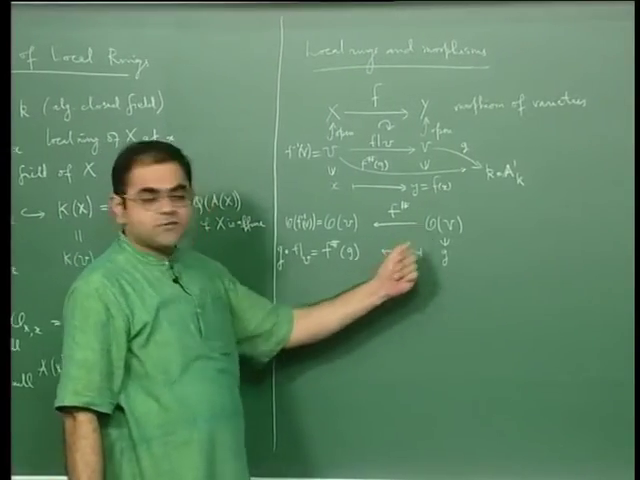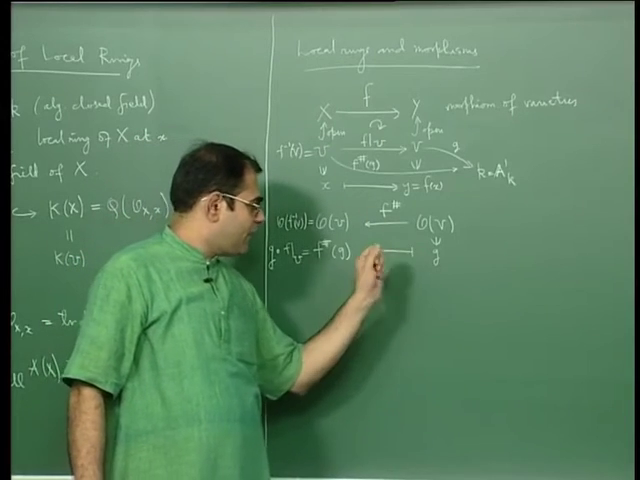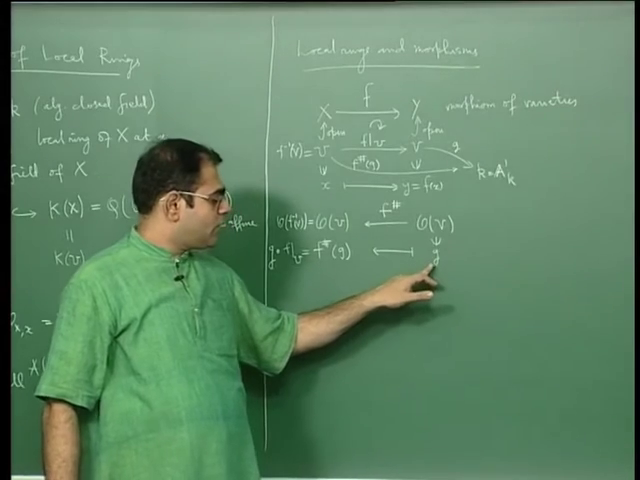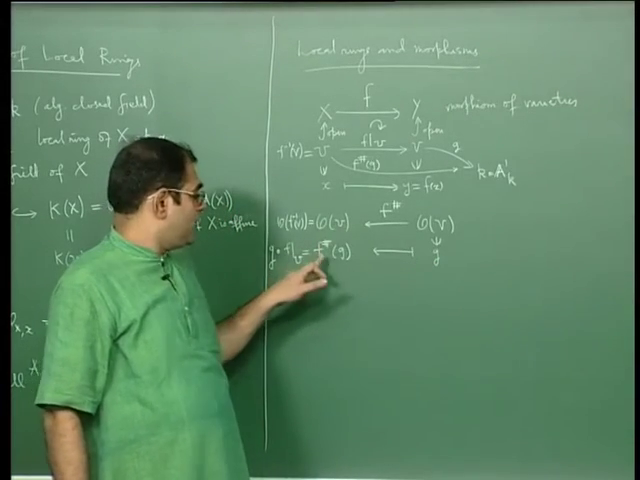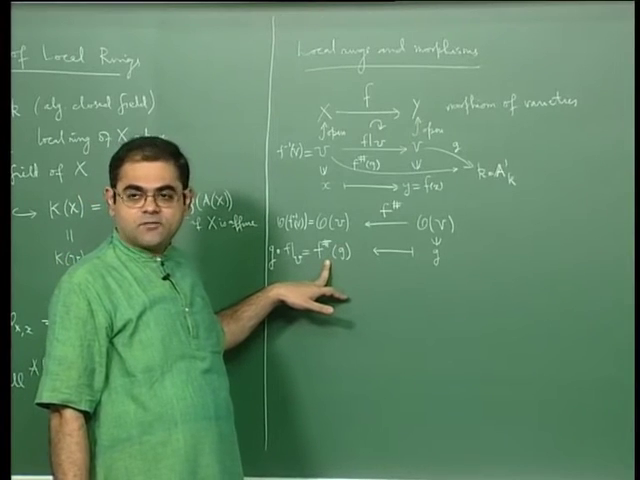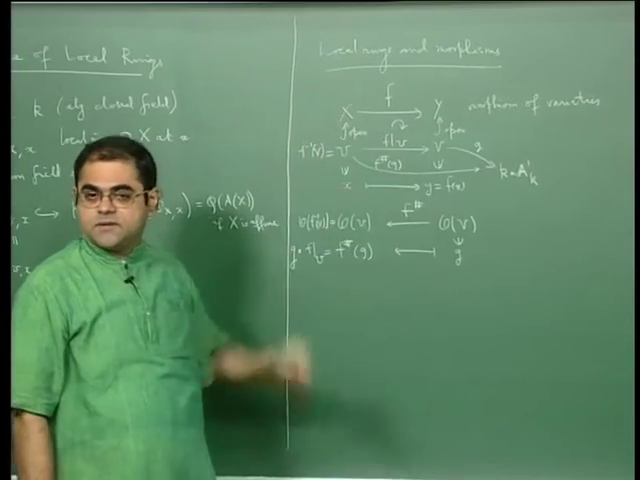And the condition for a morphism is that not only F should be continuous, but whenever you start with a regular function on an open subset of the target, when you pull it back you should get a regular function on the pullback of that open set on the source. That is part of the definition of a morphism.